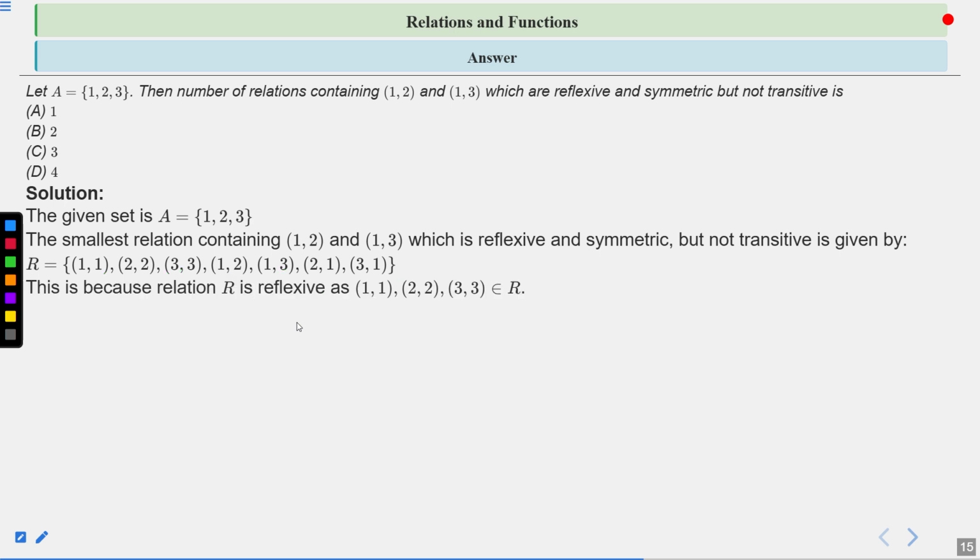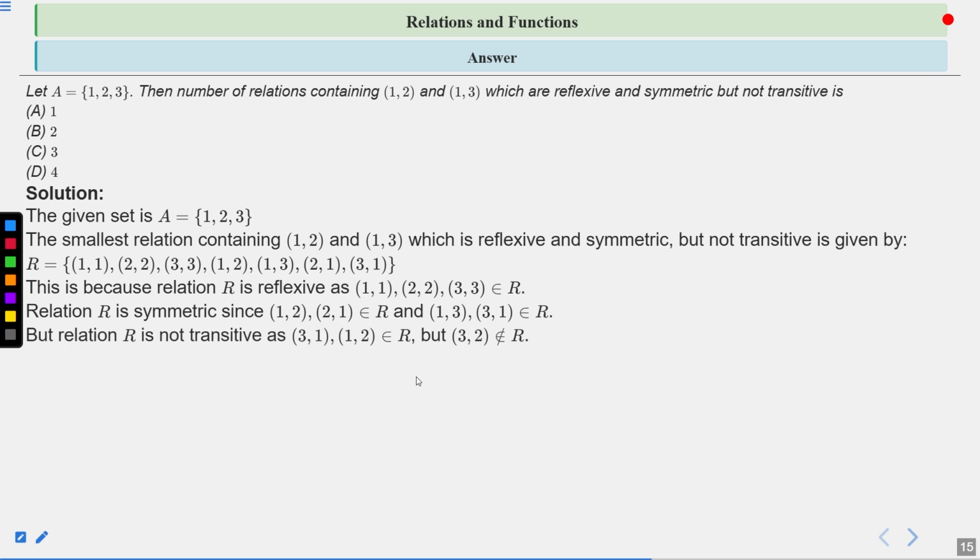So this is because R is reflexive, since (1, 1), (2, 2) and (3, 3) belong to R. Relation R is symmetric since (1, 2) and (2, 1) both belong to R, and (1, 3) and (3, 1) belong to R.